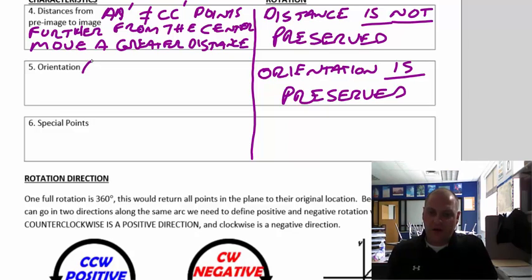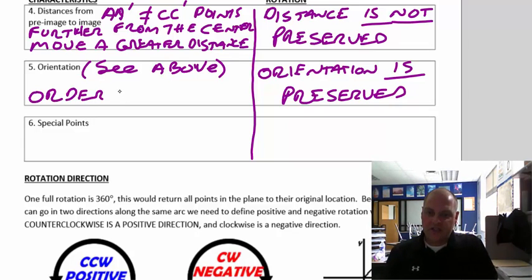Okay, so we're going to put C above. Order does not change. All right.